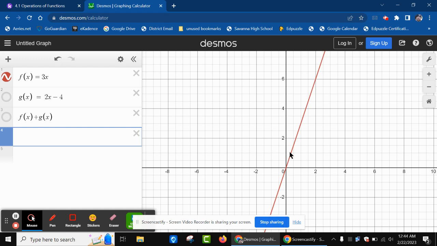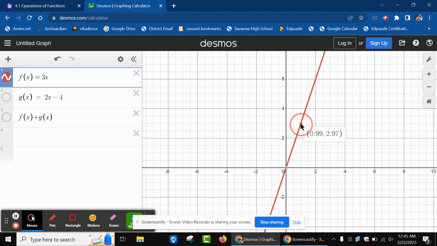we have our graph g of x right here. Now, if you notice, it's a line because it has a degree of 1. The x has a power of 1 right here. So that means it's going to hit at 0 because it's mx plus b, and it's going to go up 1, 2, 3 over 1. And if we click right there, there's 1 comma 3 right there.